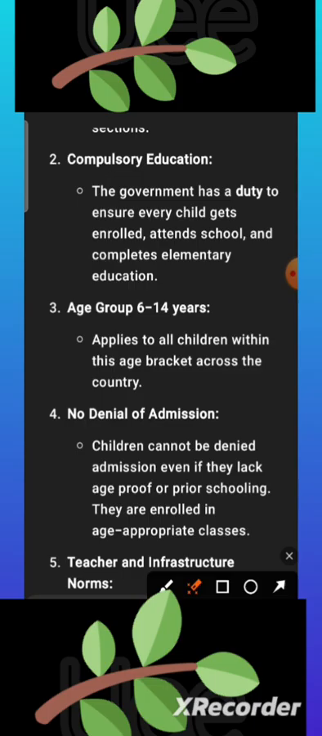Curriculum and teaching practices. Curriculum must promote holistic development: mental, emotional, physical. No physical punishment or mental harassment allowed. Evaluation through continuous and comprehensive evaluation. No denial of admission. Children cannot be denied admission even if they lack age proof or prior schooling. They are enrolled in age appropriate classes.